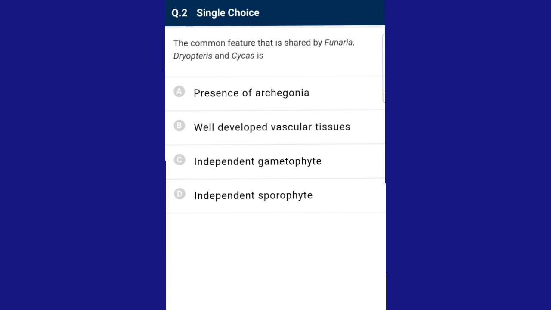Question number 2. The common feature shared by Funaria, Dryopteris and Cycas is that all these three plants have archegonia. Archegonia is the female sex organ. So the answer for this question is option A, presence of archegonia. Funaria is a bryophyte in which the female sex organ is archegonia. Vascular tissue is absent. Dryopteris is a pteridophyte, in which the female sex organ is archegonia. Like Cycas, which belongs to gymnosperms, the female sex organ is archegonia.